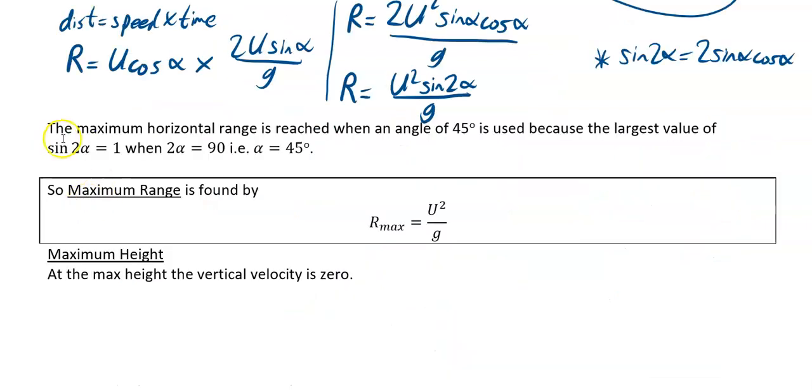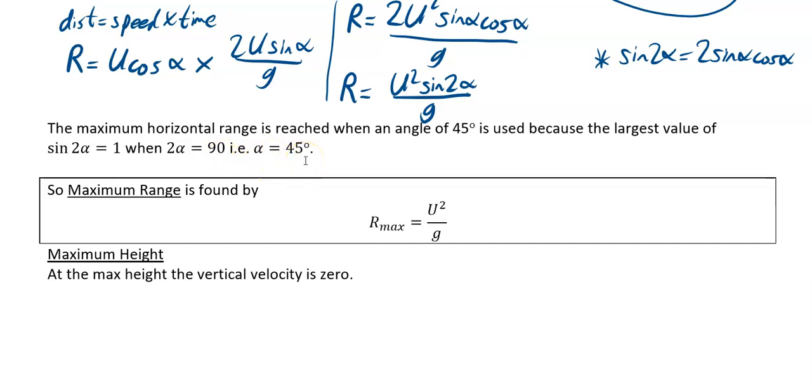The next bit of note says the maximum horizontal range is reached when the angle is 45 degrees, and that is because the largest value that sine 2 alpha can be is 1. The largest value sine of anything can be is 1, but sine 2 alpha is 1 when 2 alpha is equal to 90 degrees, i.e. alpha is equal to 45 degrees.